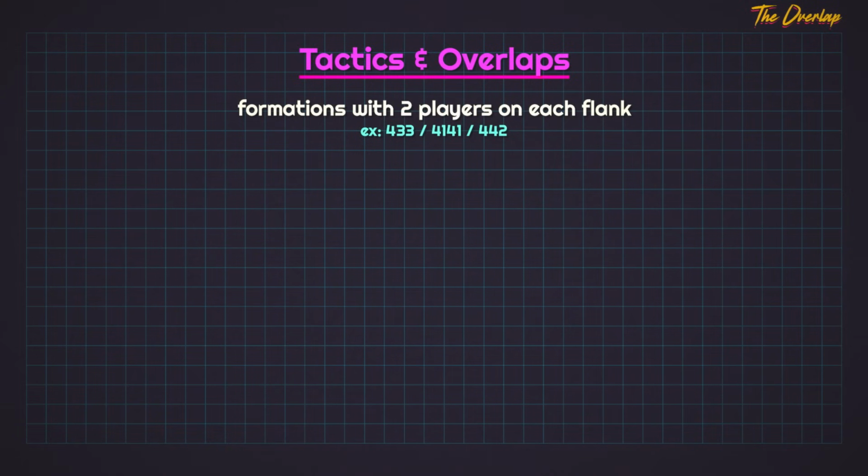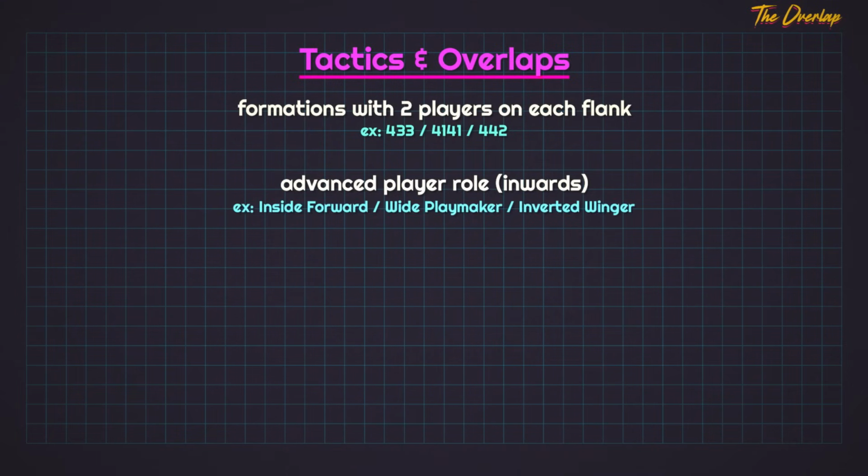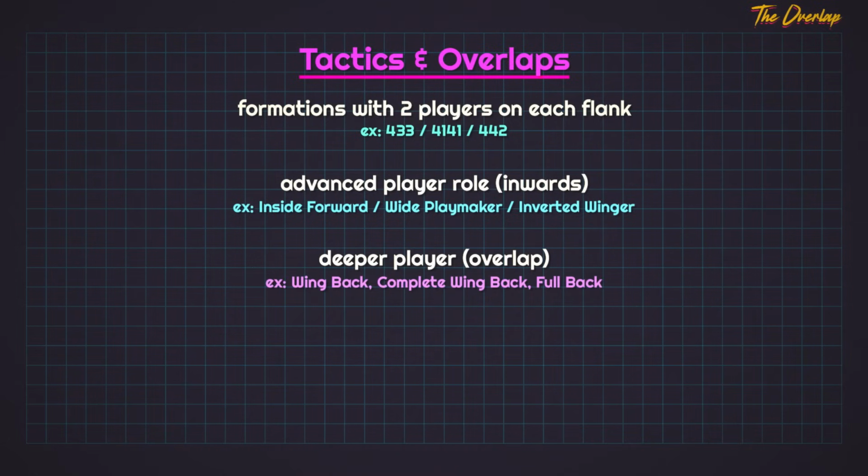And there are two types of player roles we need. The first one is the one in the advanced position. They need to cut inwards towards the center midfield. This would be player roles like the inside forward, the wide playmaker, and sometimes the inverted winger. The other player role we need is the one doing the overlap. This would be roles like the wingback, complete wingback, and the fullback.